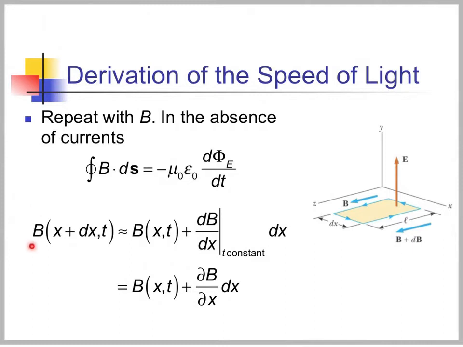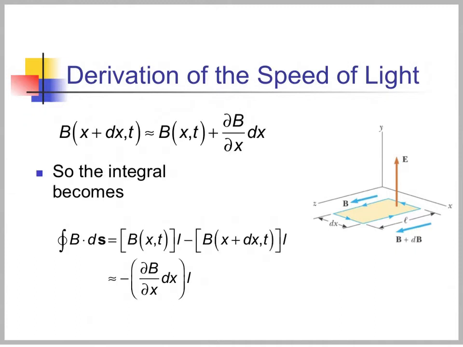We can say that B at this point over here is B at this point plus however B changes across this field times the distance across that. So that's dB/dx times dx. We can take this then and plug it into our integral, and the integral of B dot ds is B times L minus whatever the value of B is here times L. And when we plug this in here, we get minus dB/dx times dx times L.